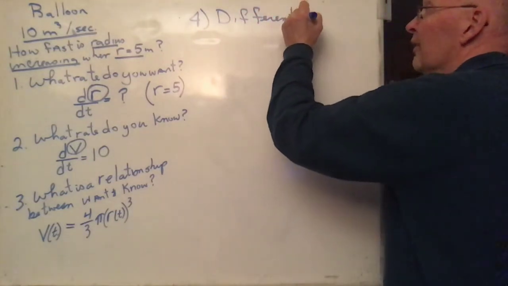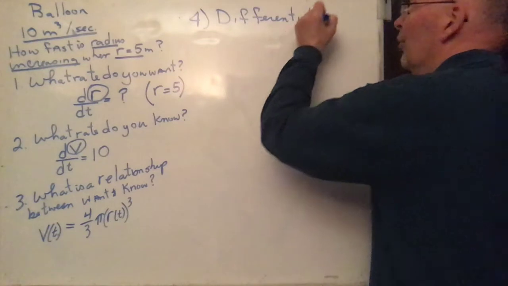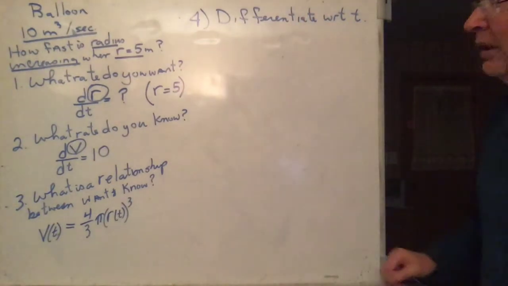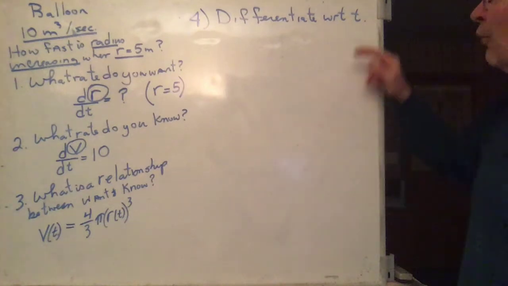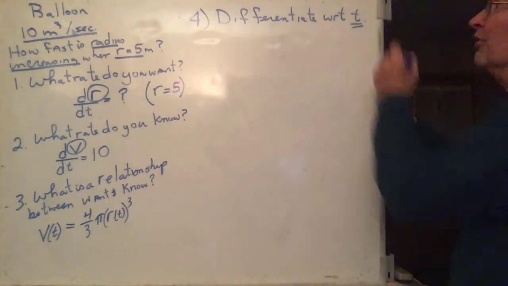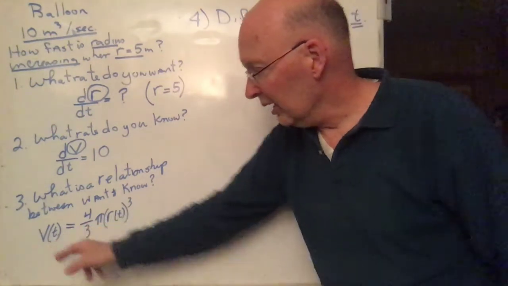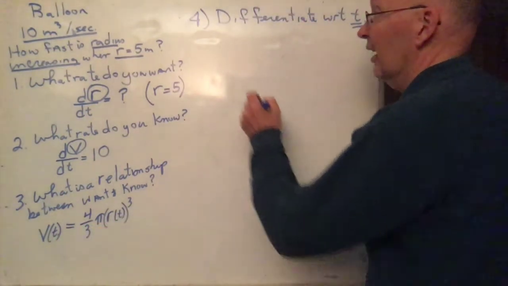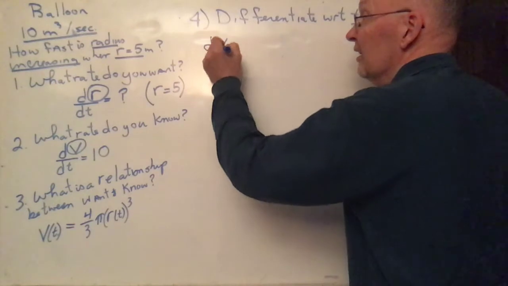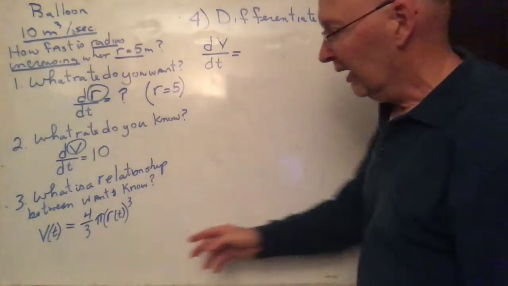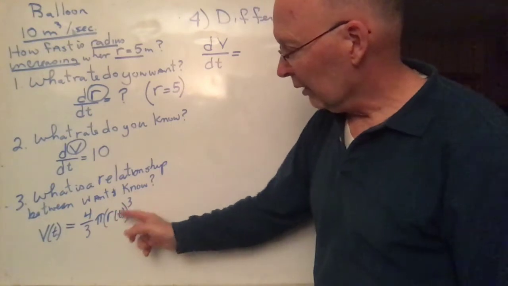That is, find the derivatives with respect to t, with respect to time. Related rates, they're all dealing with rates, so your independent variable is always going to be t. So let's go ahead and do both sides, okay? On the left-hand side, we're going to get simply dV/dt. And on the right-hand side, we'll have to use a chain rule.